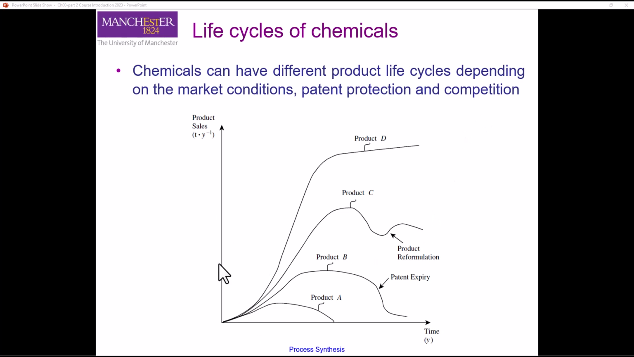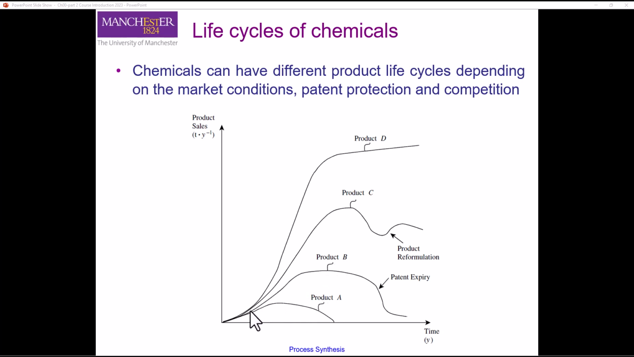So here you have 4 different products with 4 different life cycles. Product A, as you can see, has a very short product life, and it might be because it was not able to compete with the other products in the market, and that's why it was taken out of the market relatively soon. Then you have product B that did relatively better.